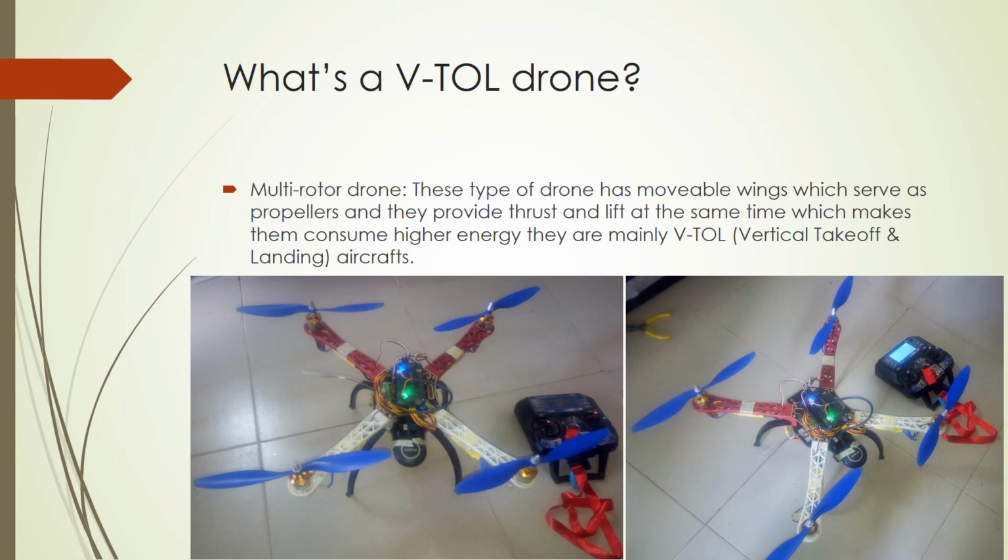And the next is what is a VTOL drone. A VTOL is just like a multi-rotor, and this type of drone has movable wings which serve as propellers, and they provide thrust and lift at the same time, which makes them consume higher energy. And they are mainly VTOL, which is a vertical takeoff and landing aircraft.